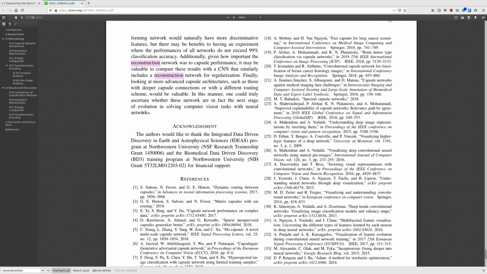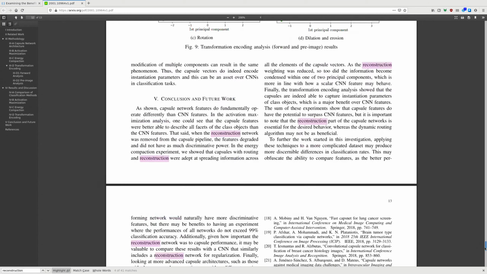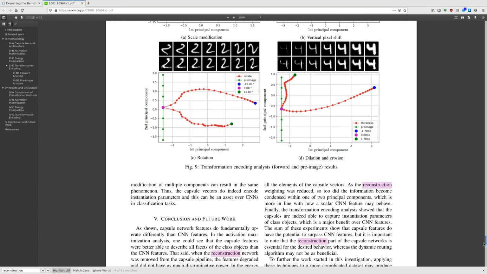Finally, looking at more advanced capsule architectures, such as those with deeper capsule connections or with a different routing scheme, may be valuable. In this manner, we could truly ascertain whether these networks are in fact the next stage of evolution in computer vision tasks with neural networks. Alright, so this will be it.